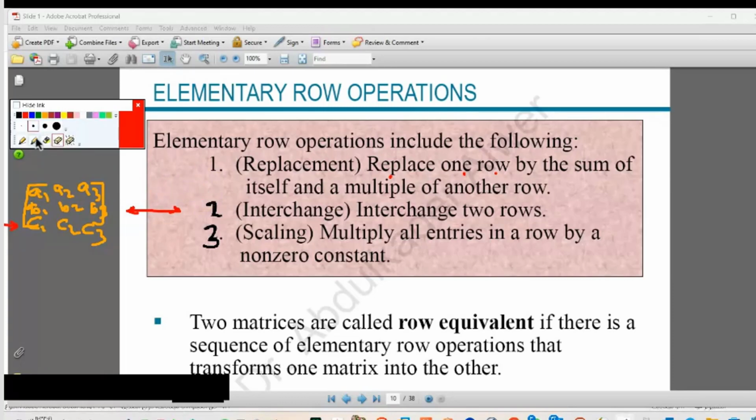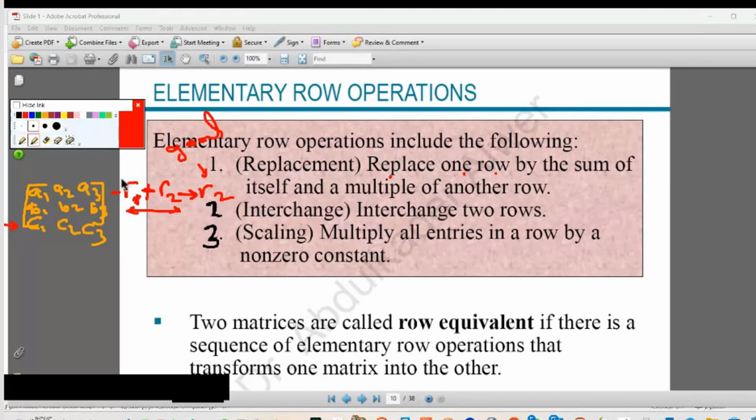I'm working with R2. So it's R2. This is my goal. One row by the sum of itself, so R2, and a multiple of another row, for example minus R1. Clear how I did it, right? Can I change? No, you must use this.